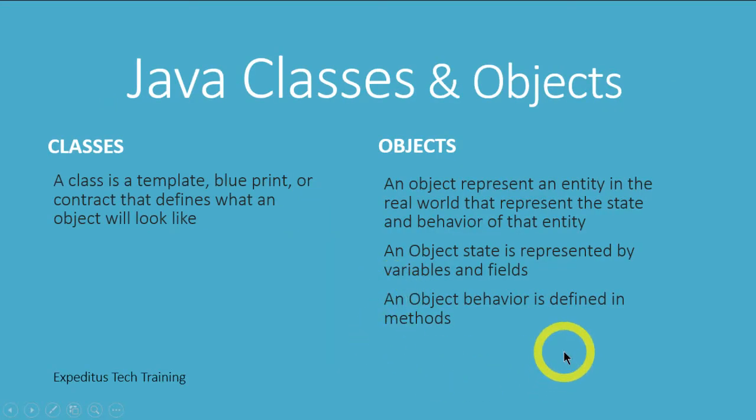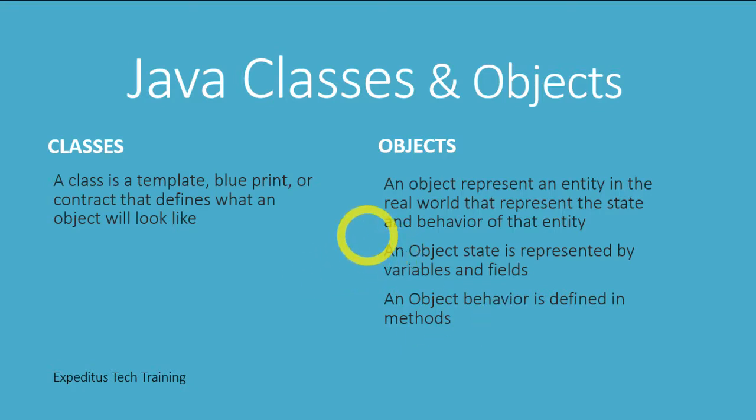What are objects? Objects represent an entity in the real world, which is represented by the state and behavior of that entity. An object's state is represented by variables and fields, which are also called attributes, and an object's behavior is defined by a method. On the other hand, a class is a template, or blueprint, or contract that defines what an object will look like.